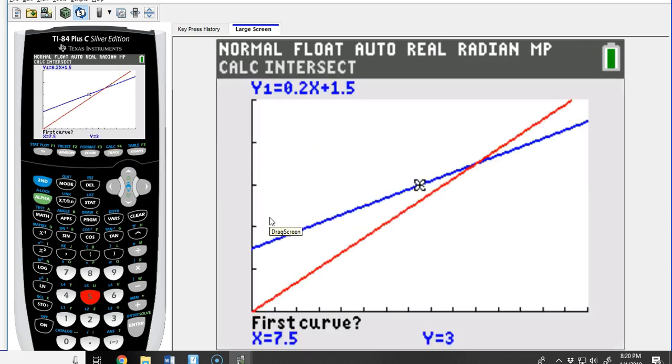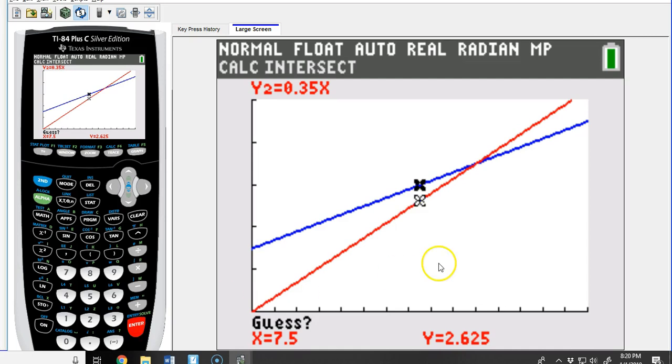Okay, so it's going to ask me a series of 3 questions. It's going to say first curve, because keep in mind, you could have put in up to 10 different equations in your y equals. It doesn't know which 2 you want to find the intersection of. So up top it says y1 equals this. Yes, that is my first curve. So just hit enter. Now it's going to ask me a second question. Second curve. Is that your second curve? Yes, it is. Hit enter.